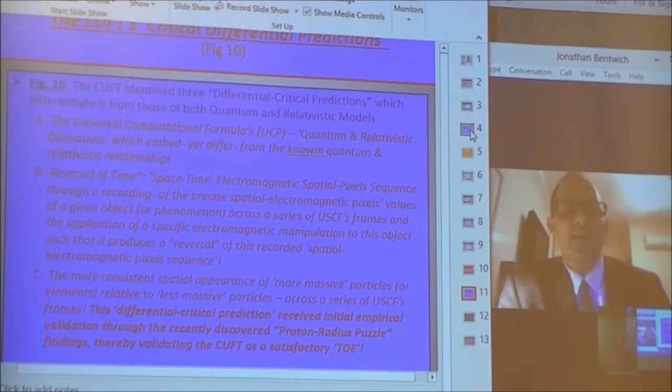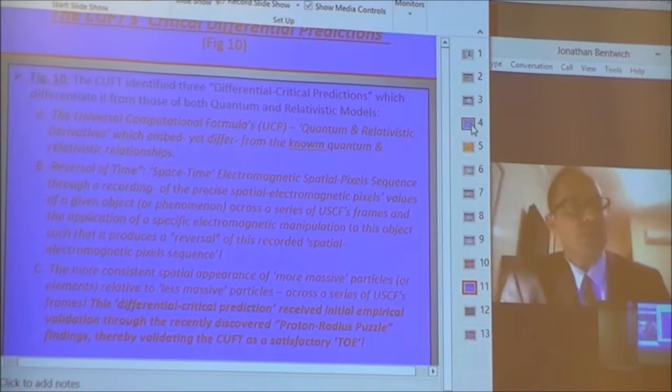Obviously, in quantum mechanics, you cannot uncollapse the wave function. In relativity theory, you cannot go beyond the speed of light, which seems to be the barrier. But here there is a different prediction.